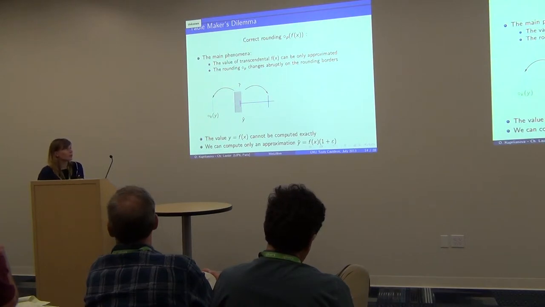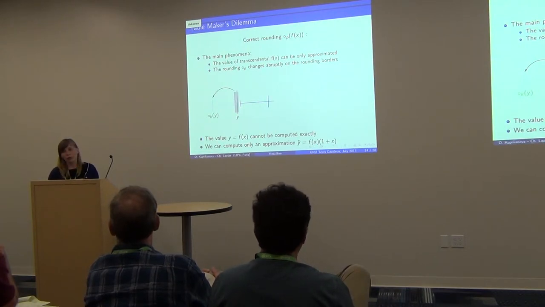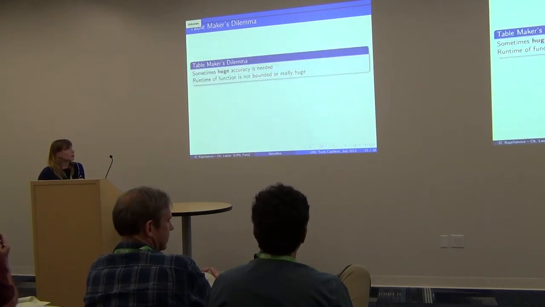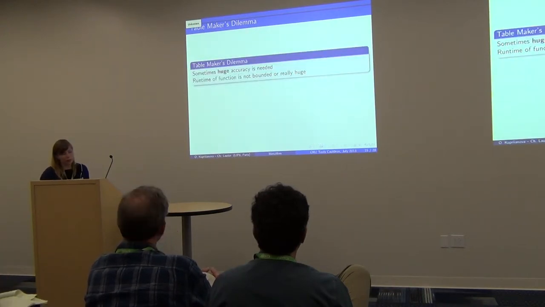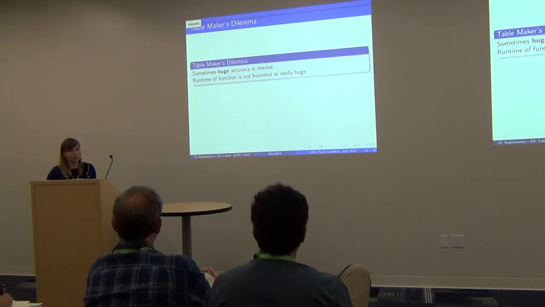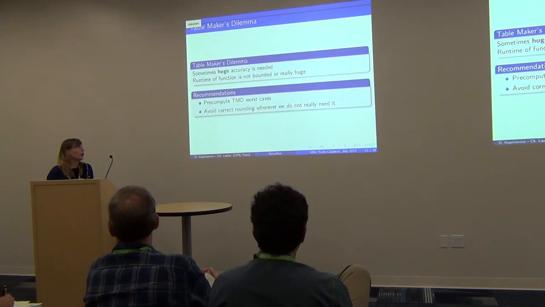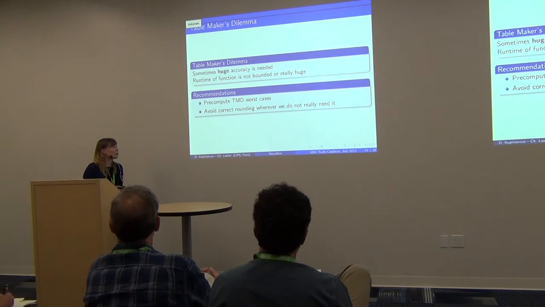The problem of these iterations is that we don't know how many of them we need, and actually it is implemented now in the current glibm. If we need huge accuracy, we could have this table maker's dilemma, and in these cases the runtime of the functions would not be bounded, or it will be really huge. So possible recommendations are to pre-compute the table maker's dilemma worst cases, or maybe to avoid correct rounding if the users don't really need it.